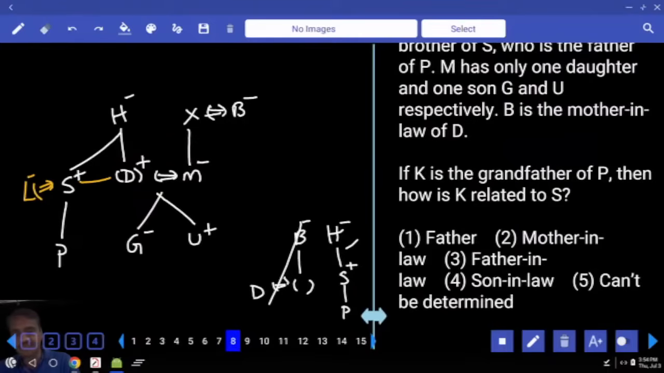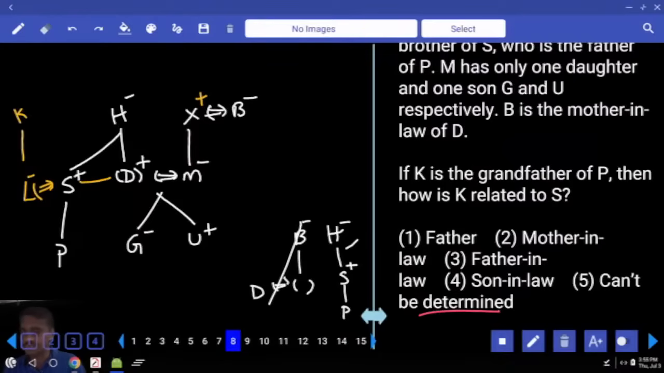Question number 7. If K is the grandfather of P, who is this K? K is the grandfather of P. Now grandfather of P means maybe H's husband or P's, S's, L's father. Isn't it? Hence, what is your answer here? How is K related to S? Cannot be related. Clear? Now whether paternal grandfather or maternal grandfather is not given. There are 2 possibilities for this K.